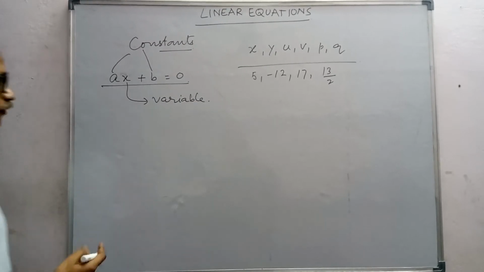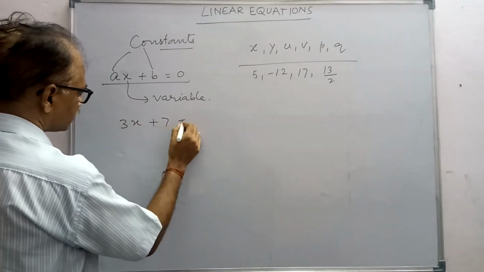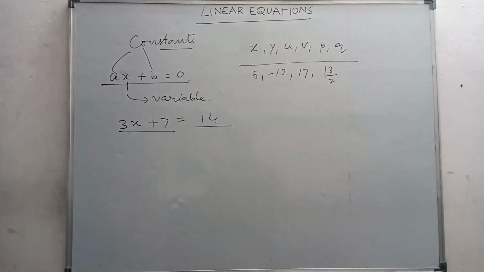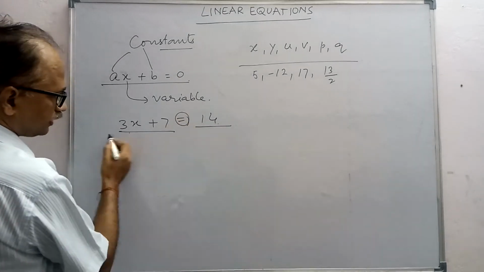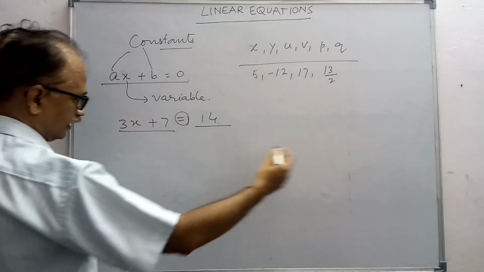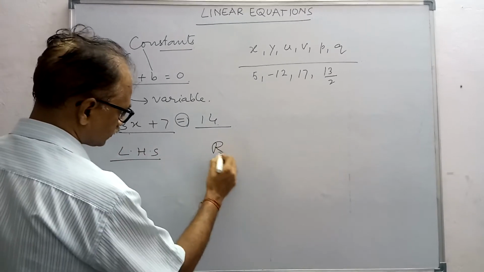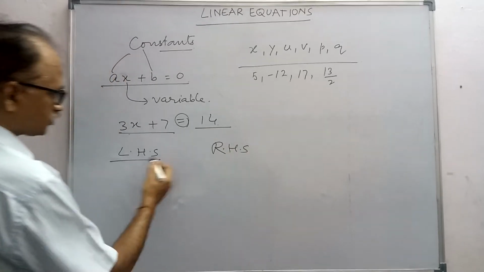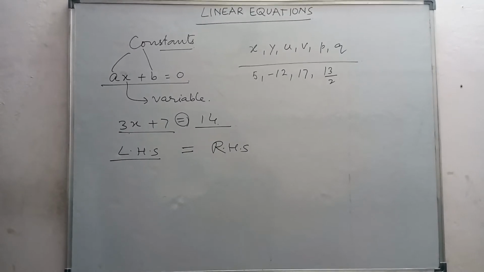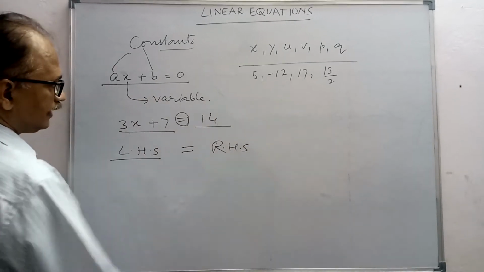Now suppose you write a linear equation this way: 3x plus 7 is equal to 14. In a linear equation there's an equal sign, and something written on the left and something written on the right. The left side is called the left hand side, LHS, and the right side is called the right hand side, RHS. LHS is always equal to RHS. This is the frame of a linear equation: whatever lies on the left is the left hand side, and whatever lies on the right is the right hand side.